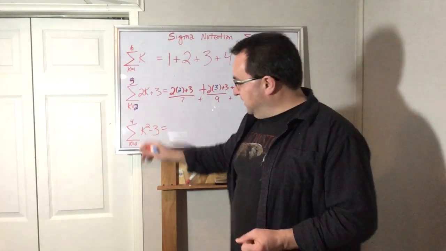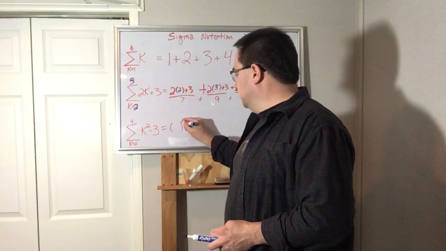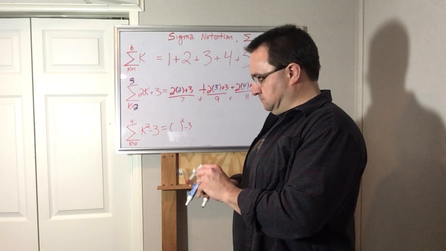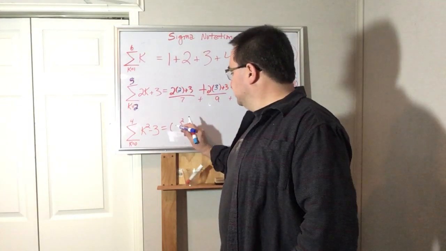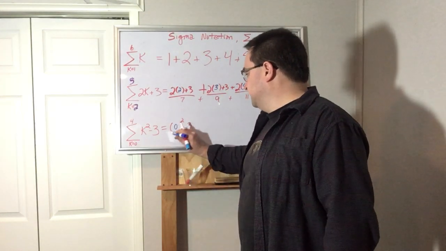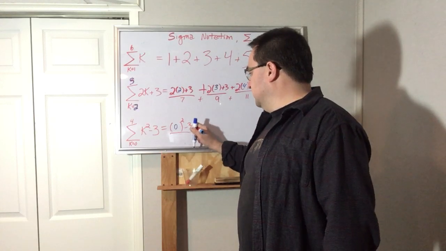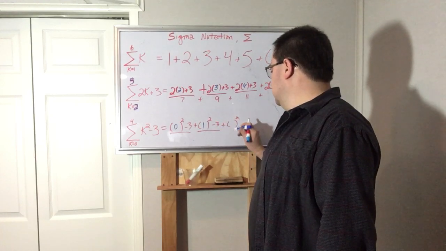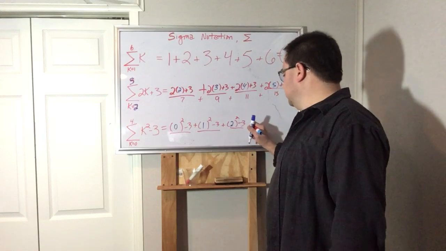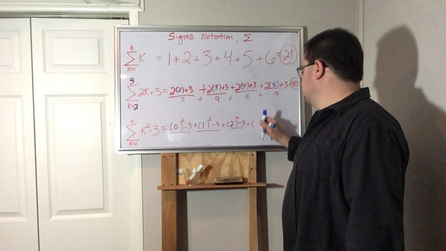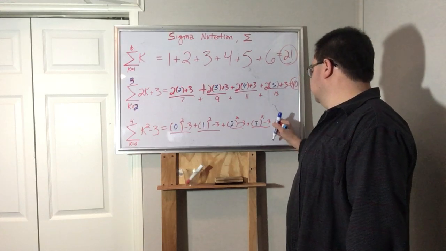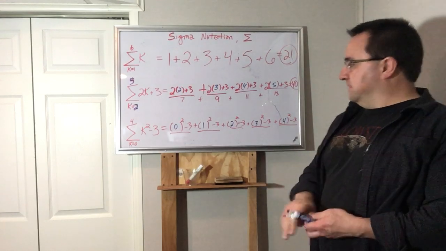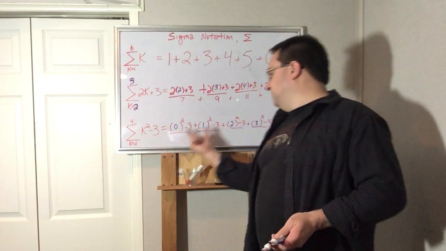How about this one? Well, now I have a K squared. So let me do it this way. This would be starting with 0 for K, right? That's that with 0 plugged in, plus that with 1 plugged in, 2 plugged in, 3 plugged in, and 4 plugged in. And I'm only drawing these underlines so you can see it's the whole package every time.